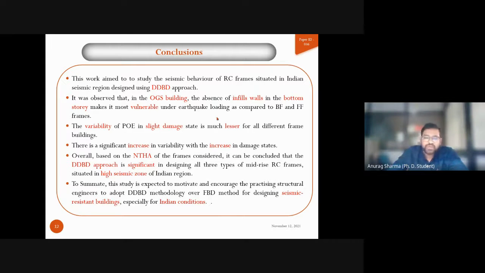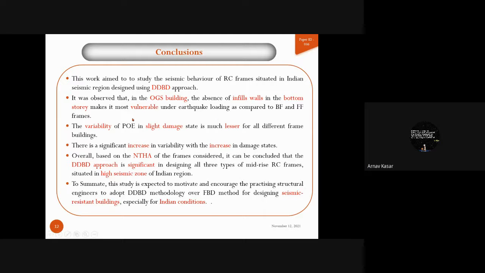To sum up overall, we can say that this study will motivate and encourage practicing structural design engineers to go for the DDBD method over the FBD method for designing seismic resistant buildings, especially for Indian conditions.